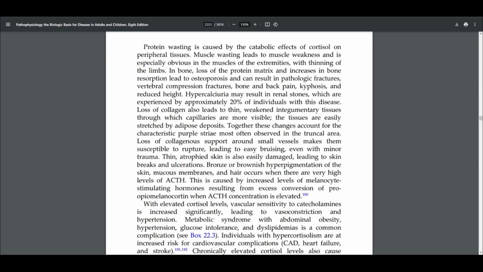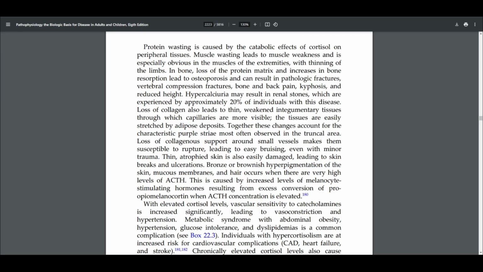Loss of collagen also leads to thin, weakened integumentary tissues through which the capillaries are more visible. The tissues are easily stretched by adipose deposits. Together, these changes account for the characteristic purple striae most often observed in the truncal area. Loss of collagenous support around small vessels makes them susceptible to rupture, leading to easy bruising, even with minor trauma. Thin, atrophied skin is also easily damaged, leading to skin break and ulceration.